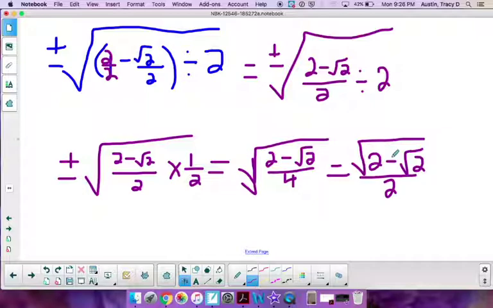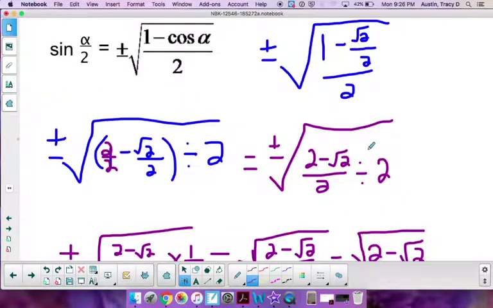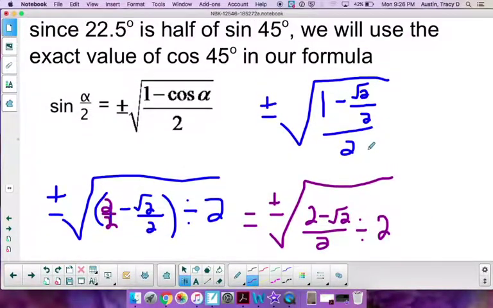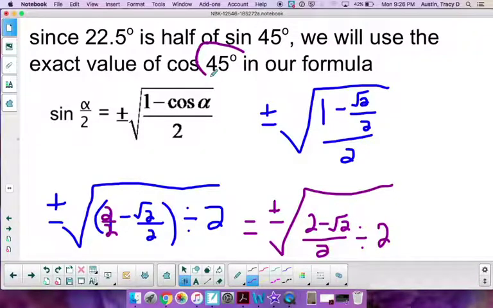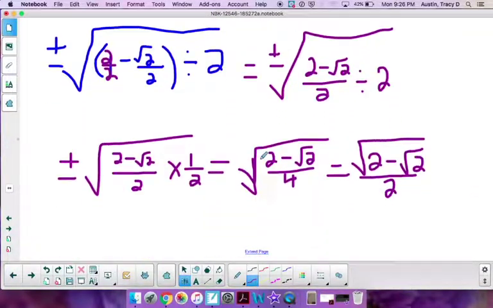Now, plus or minus is the case, okay? So based on the degree that we are using to put into the formula, 45 degrees is in quadrant 1 and it is positive, so the final output for our answer is positive.